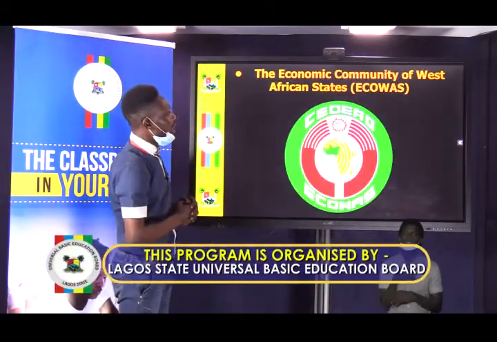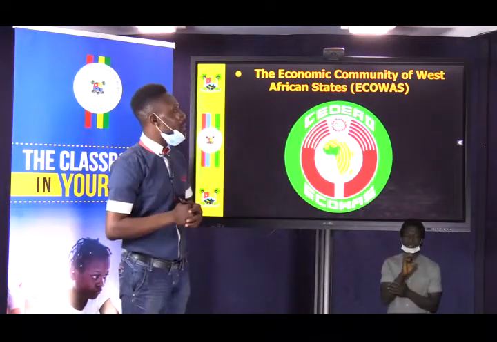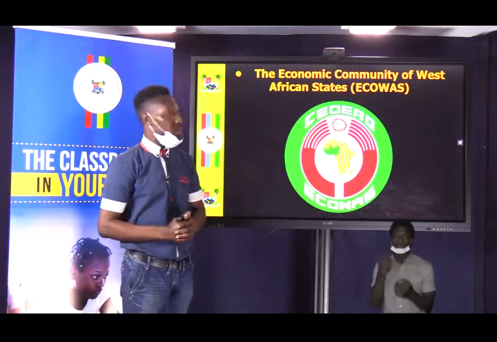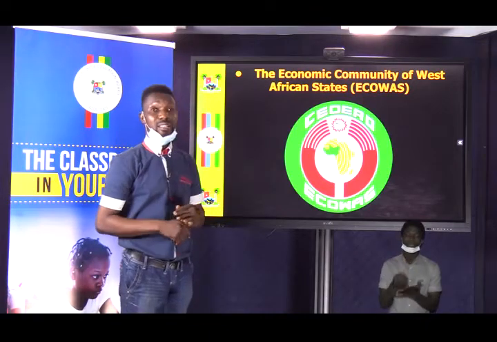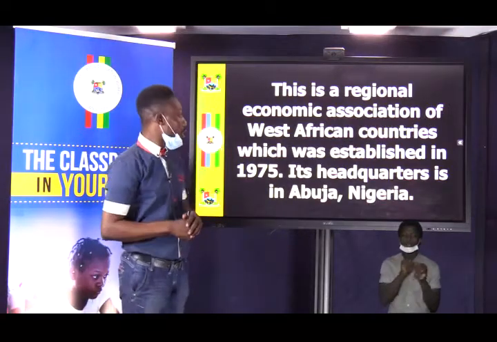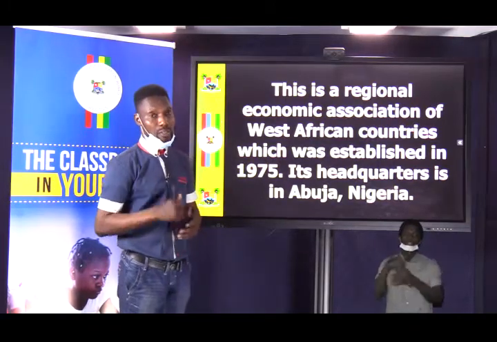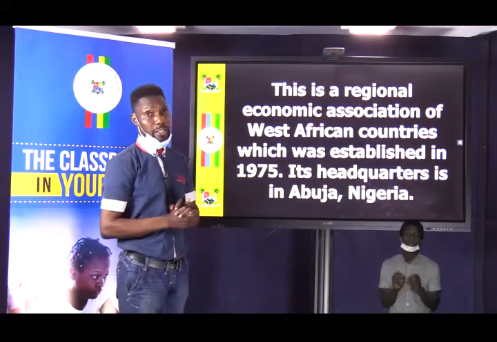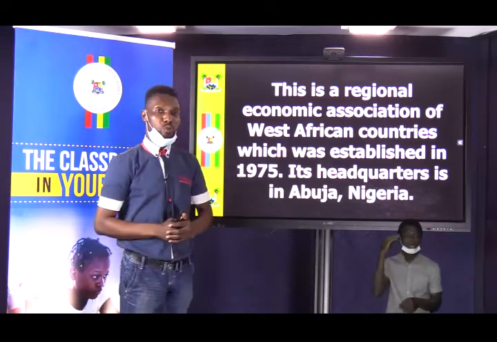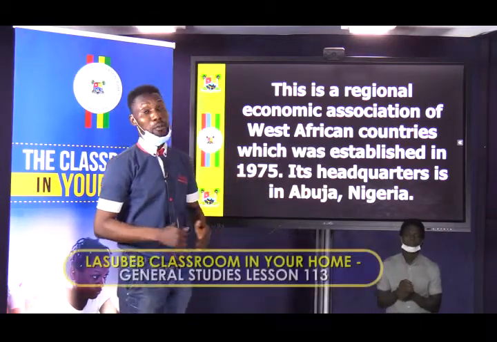Next one is the Economic Community of West African States, that's ECOWAS. What is the full meaning of ECOWAS? The Economic Community of West African States. This is a regional economic association of West African countries, which was established in 1975. ECOWAS was established in what year? 1975. Its headquarters is in Abuja, Nigeria. That means we have the headquarters of ECOWAS in Nigeria, here in Abuja.